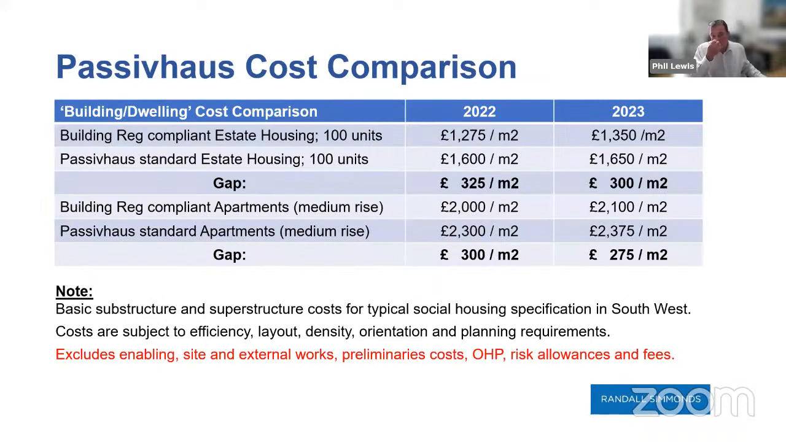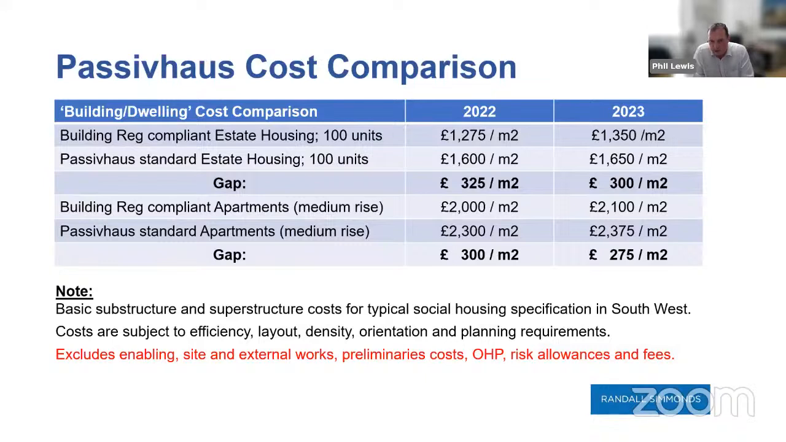Okay, so what is the cost of Passivhaus compared to a standard dwelling? I think we've seen from Sarah's presentation and the other presentations that the gap is reducing, and this is something we did a little while ago, just comparing 2022 and 2023. So 2023 was where we saw units being built with the 2021 building regulations, and you'll see that for estate housing, the gap is closing, and the same for apartment builds.